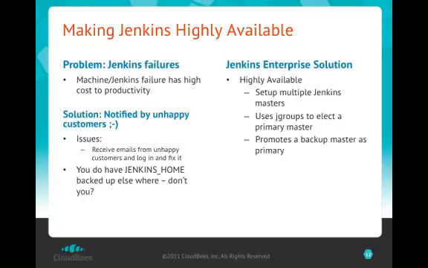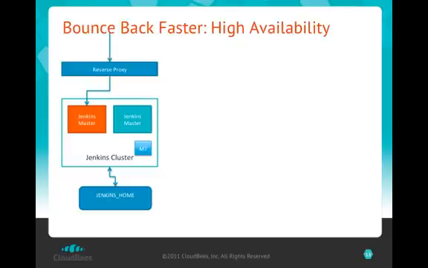So with the high availability solution, what we've done is you can set up multiple Jenkins masters, and you can have any number of them. These masters communicate with each other over JGroups and choose a primary master. And whenever the primary goes down, a secondary master comes in.